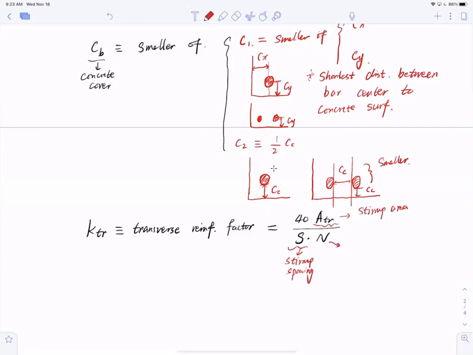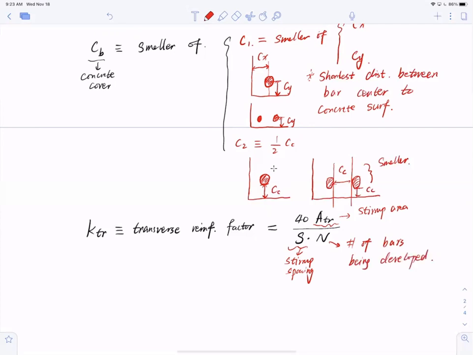And this is legs. Okay, no, sorry, not number of legs. This is number of bars being developed. Number of bars being developed.